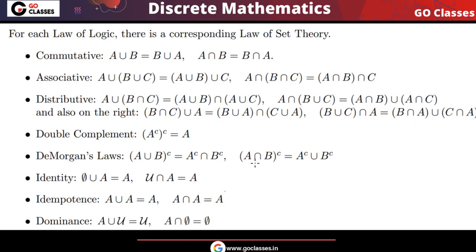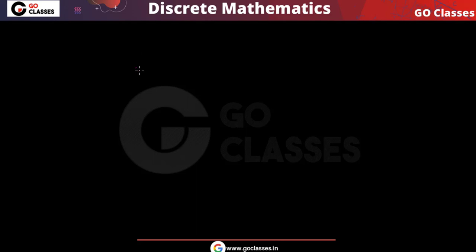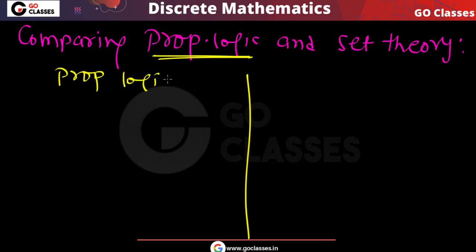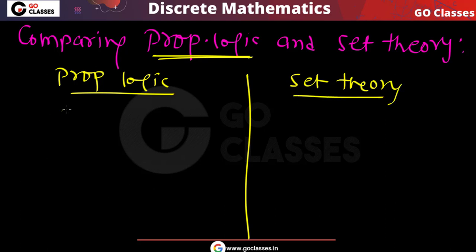One thing you can observe is that these rules we have already seen in mathematical logic. The rules that we are studying in set theory, we have already seen in propositional logic. So what is the comparison of propositional logic and set theory? In propositional logic we have propositions, and in set theory we have sets. Here we have propositions like P, Q, R.